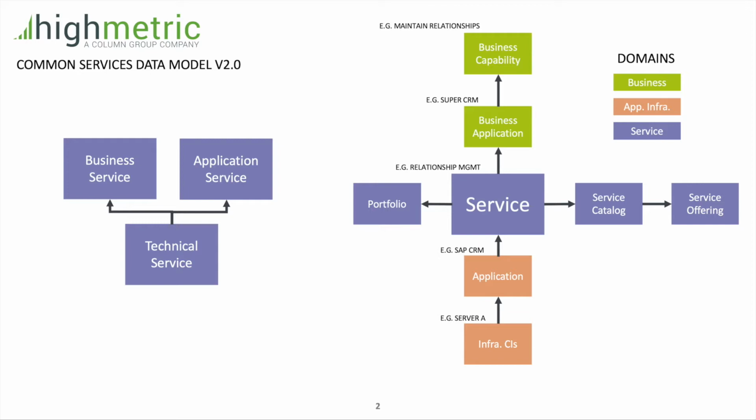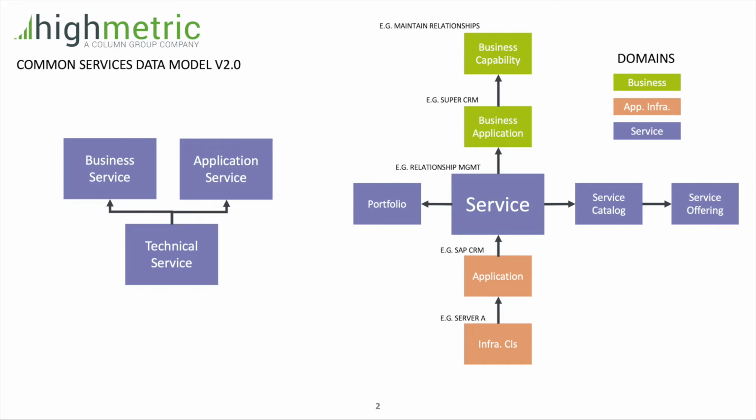Now, where that bisects is really the business application and technical services that can be offered by a business, which belong in portfolios, which build out service catalogs, which also build out service offerings. So what we'll do today is when we look through the ServiceNow demonstration, we'll see the relationship between these configuration items, these capabilities, and these services.